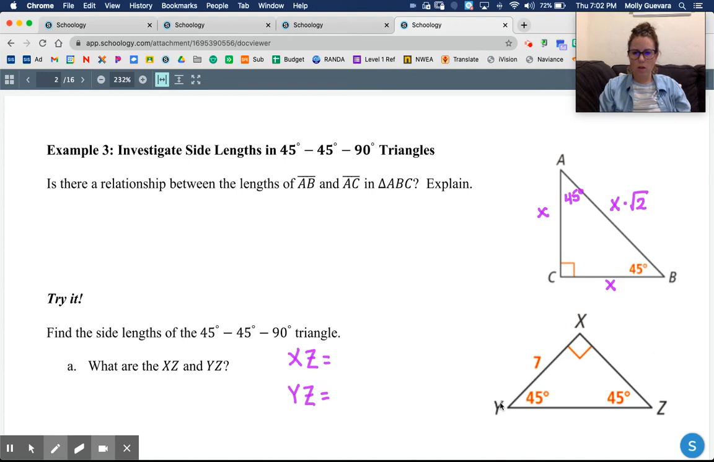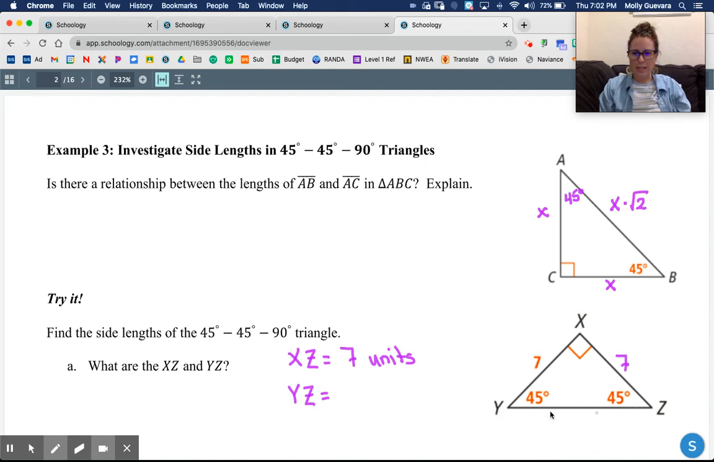Okay, so here I'm given my 45, 45, 90. This is my hypotenuse, right? Because it's across from the 90 degrees. So XZ is my other leg. Well, my two legs are always the same, so XZ will have to be 7 units because it is the same length as the first leg. Both legs are always the same. So that has to be 7.